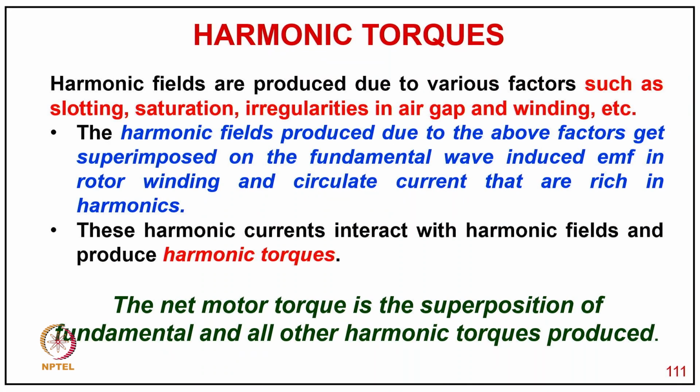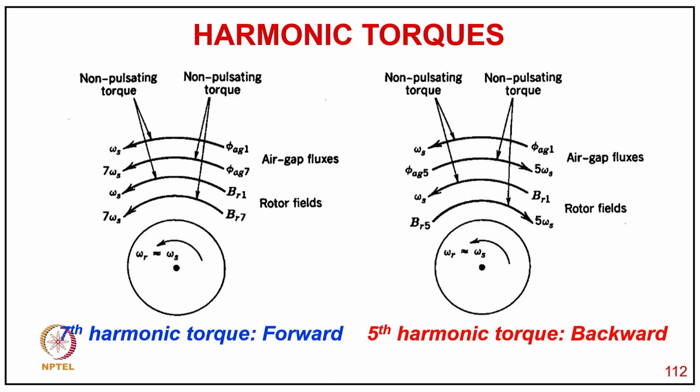Coming to harmonic torque. Harmonic fields are produced due to various factors such as slotting, saturation, irregularity in the air gap, and winding. The harmonic field produced due to the above factors gets superimposed on the fundamental wave induced EMF in the rotor winding and circulates currents that are rich in harmonics, and these harmonic currents interact with the harmonic field and produce the harmonic torque. The net motor torque is the superimposition of the fundamental and other harmonic torques produced in the machine. You can see the non-pulsating torque for the corresponding different speeds and fields.